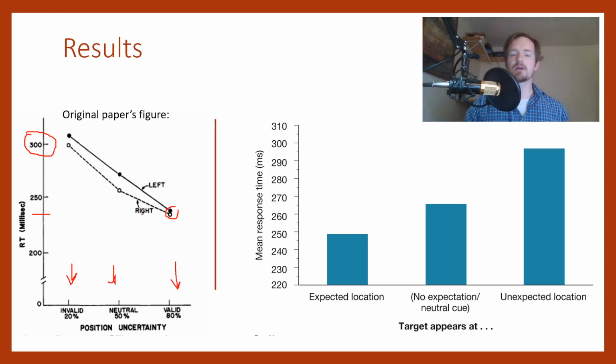Here is, I think, the figure from the textbook. So basically, it shows exactly the same thing, except these are reversed. So the unexpected trials have the longest reaction time. The expected trials have the shortest reaction time.